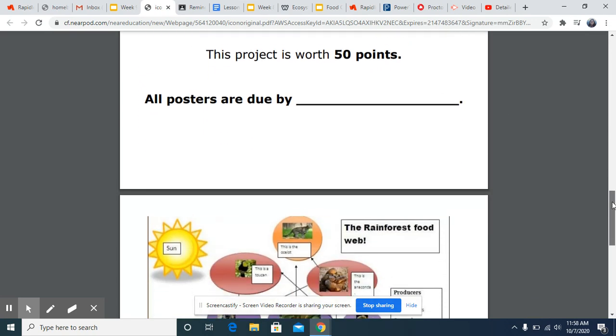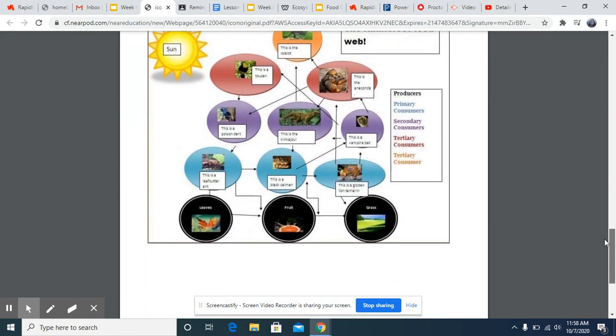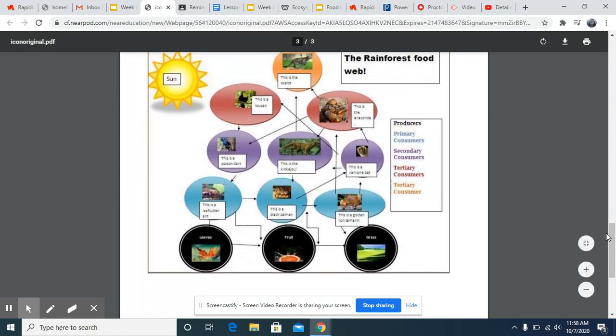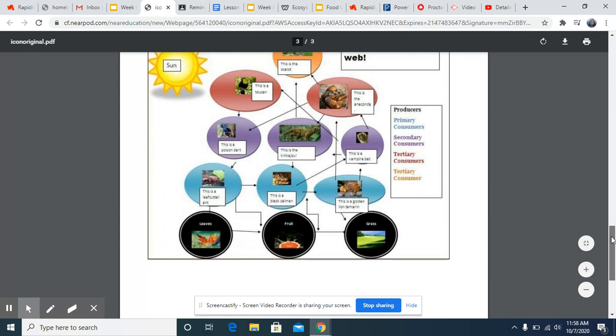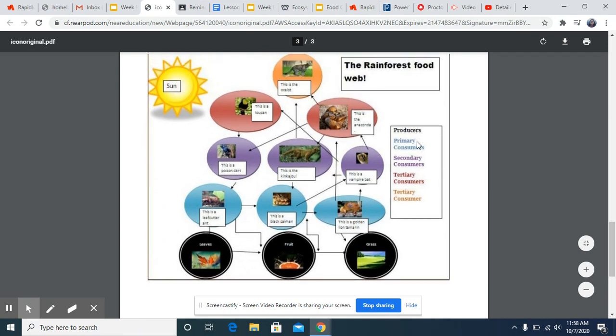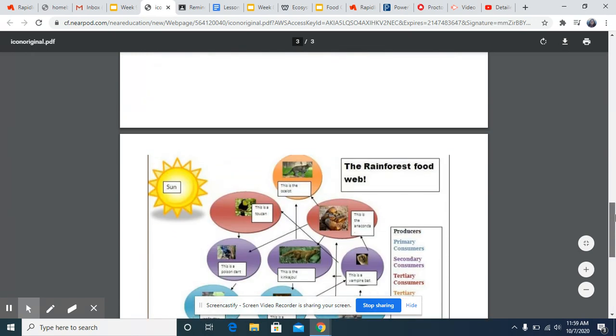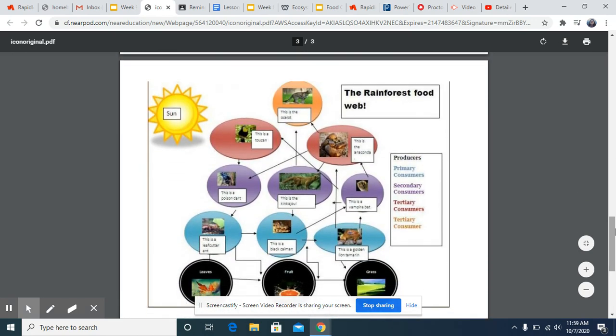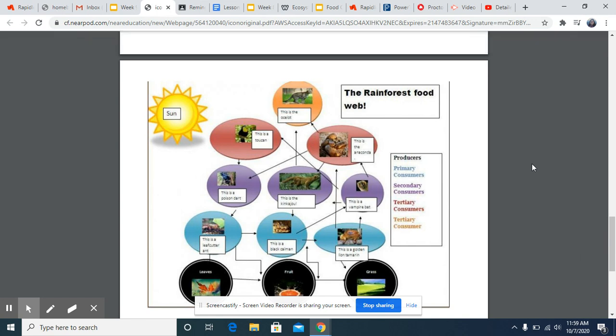Yes, so that is about it. Here is an example of a food web for the rainforest. They use color coding. For their primary consumers, they put it in a blue background, but I just want you guys to label it. Once you finish this, your instructions on the next slide are to take a picture of it. I want you to make the picture as big as possible.